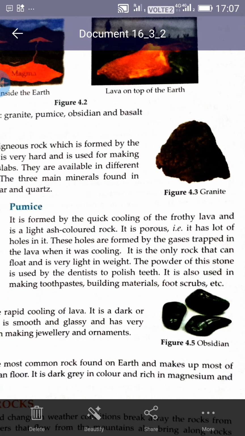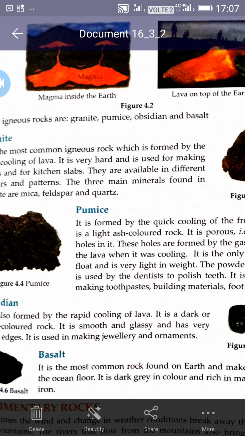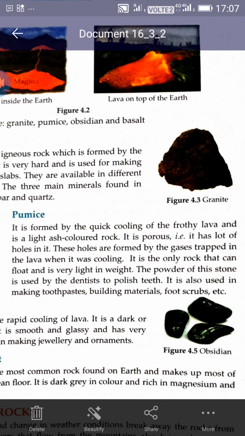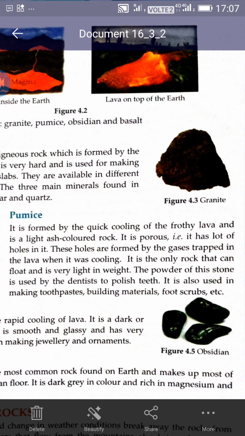It is the only rock that can float and is very light in weight. That's why it floats on water. The powder of this stone is used by dentists to polish teeth. It is also used in making toothpaste, building materials, foot scrubs, etc.